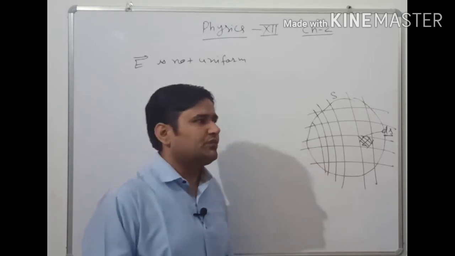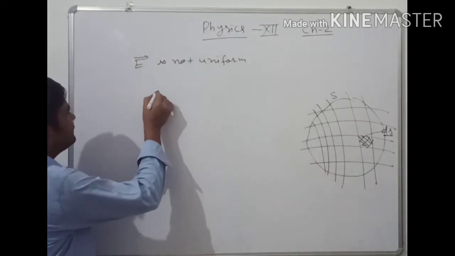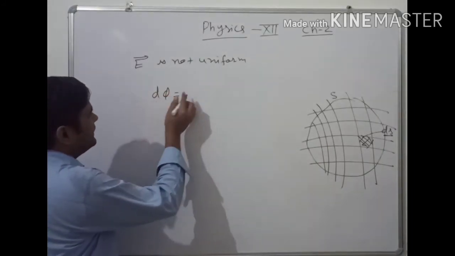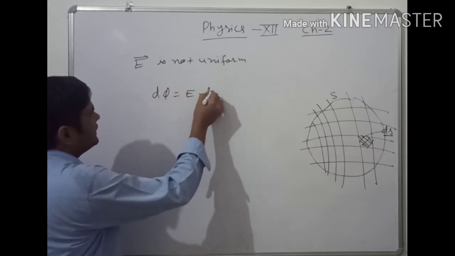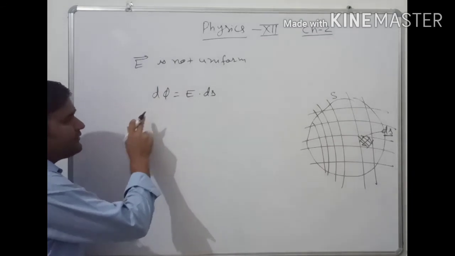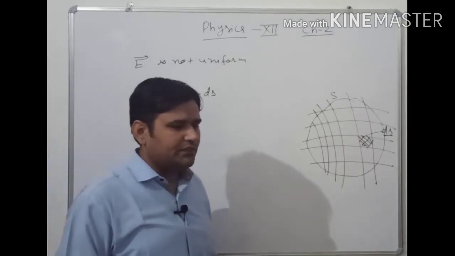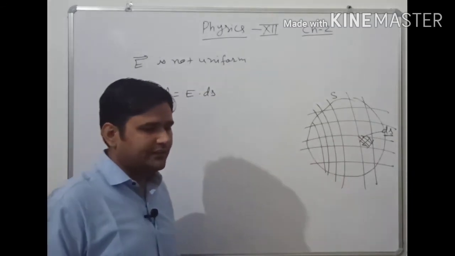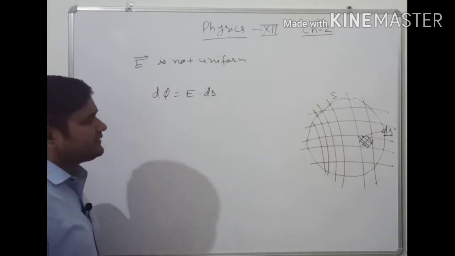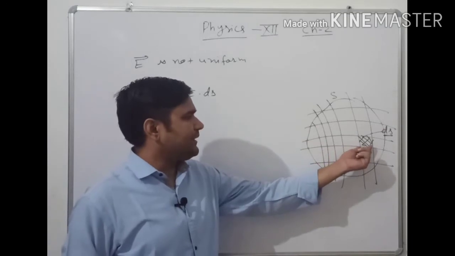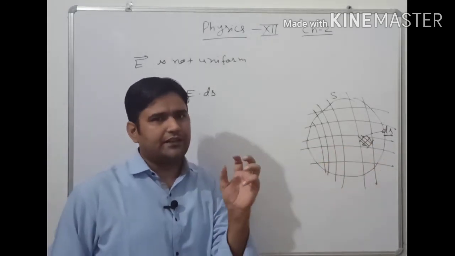That's why our phi is to be written down in terms of d phi equal to E dot ds. Clear? d phi equal to E dot ds is the basic formulation. Now, to calculate d phi, it means the flux passing through that particular little segment.